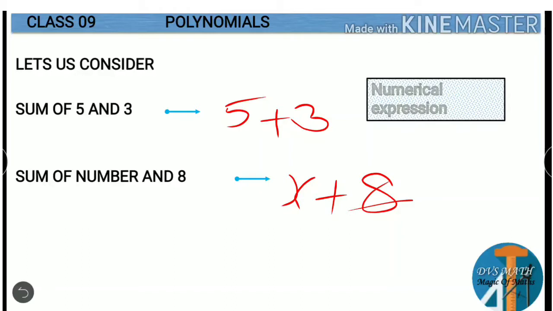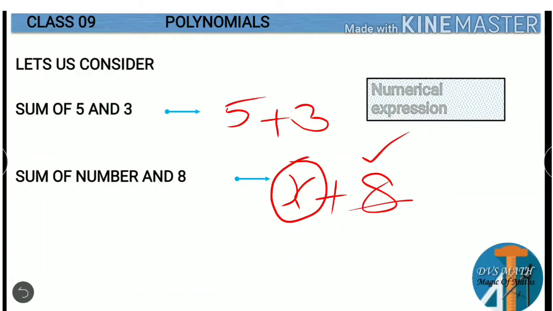So x plus 8. Here 8 is called a constant, that means it is unchangeable, it is fixed, its value is fixed. So here 8 is a constant. But for x you can give any value. If you give 1, the sum will become 9. If you give 2, the sum will become 10. If you give 3, the sum will become 11. So if you keep on giving values for x, the value of the sum changes.